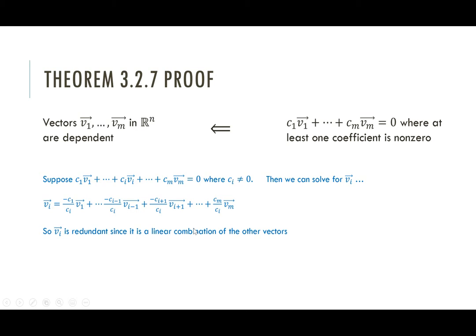But that's just saying that v_i is redundant because we've written it as a linear combination of the other vectors. And this is just what it means to have the vectors be dependent, is that one of them is redundant. So we are done. All right, take that, Theorem 3.2.7. That wasn't too bad.